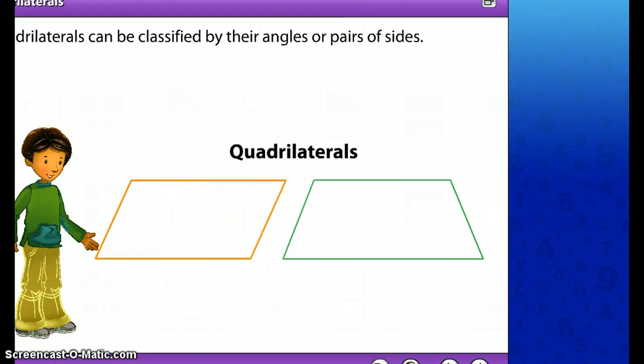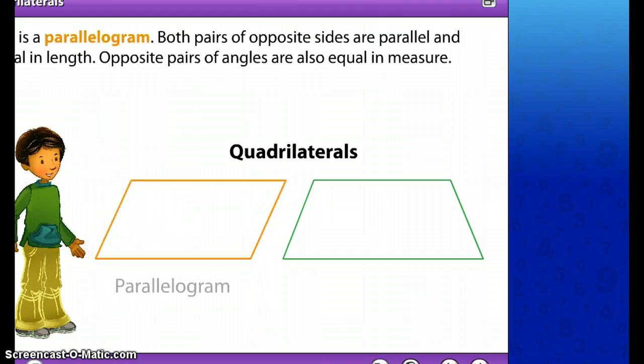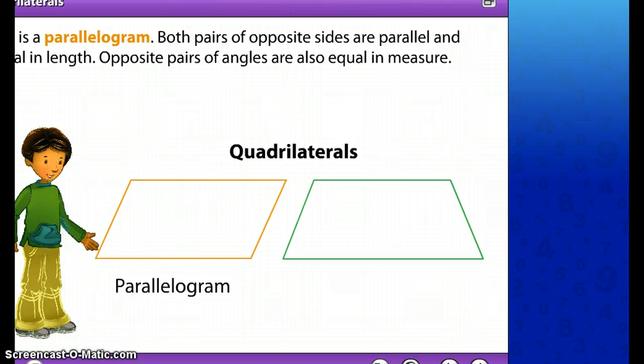Quadrilaterals can be classified by their angles or pairs of sides. This is a parallelogram. Both pairs of opposite sides are parallel and equal in length. Opposite pairs of angles are also equal in measure.